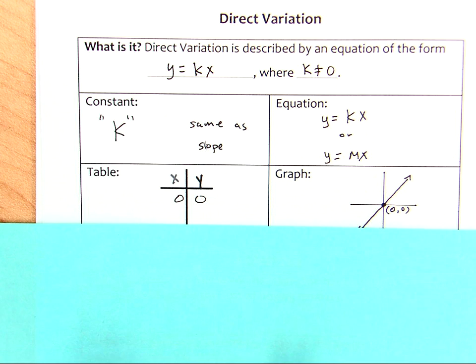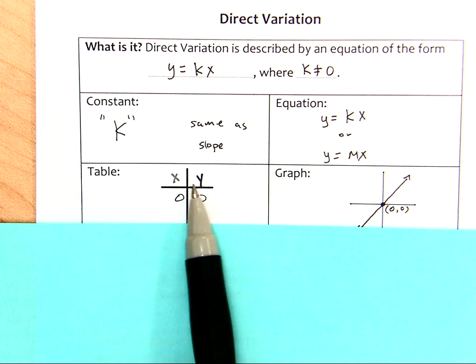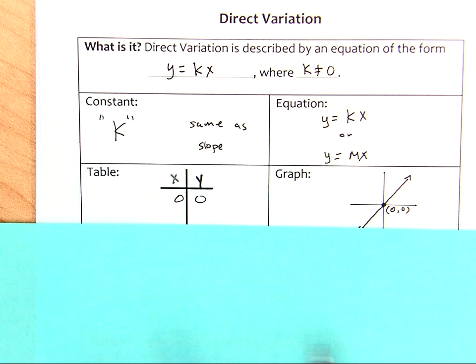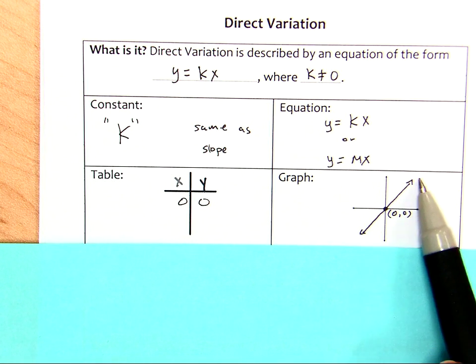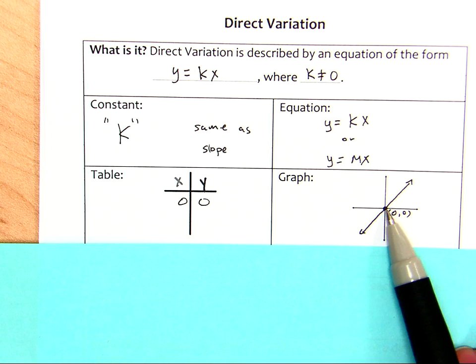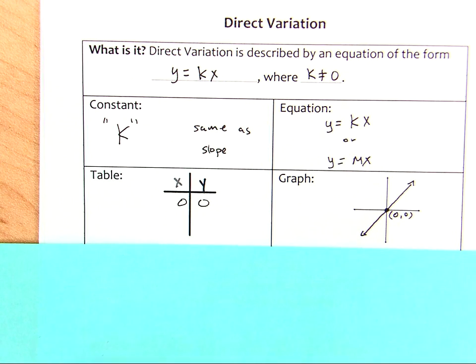Your table has to have 0, 0 in order for it to be a direct variation. And this is where you guys really talked about it last year, whether or not it was proportional is if it went through 0, 0. So here it's a direct variation if it goes through 0, 0.